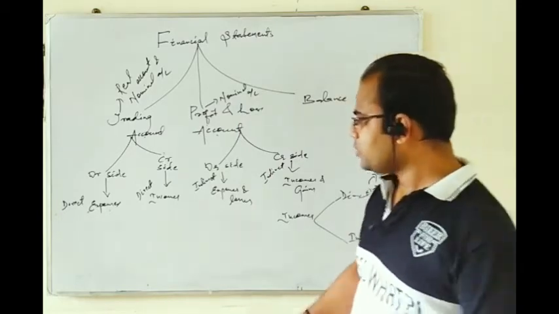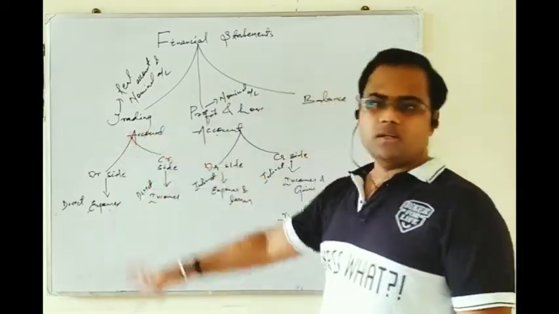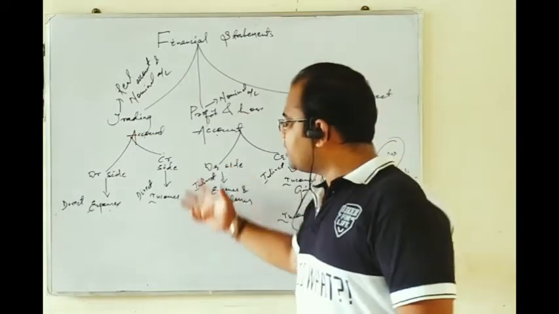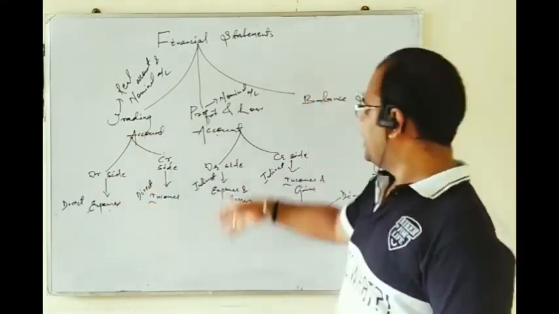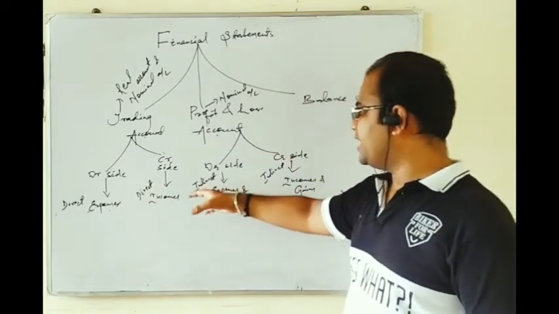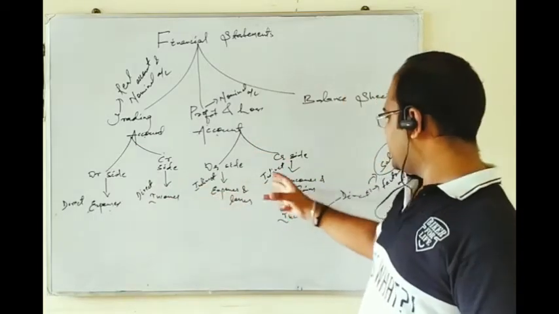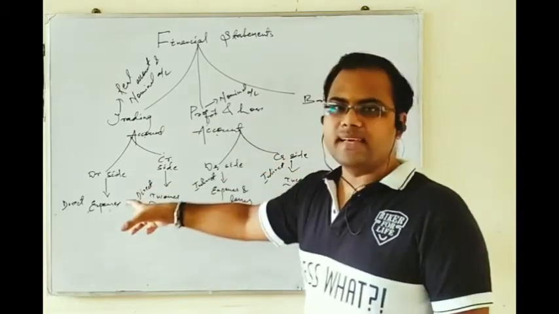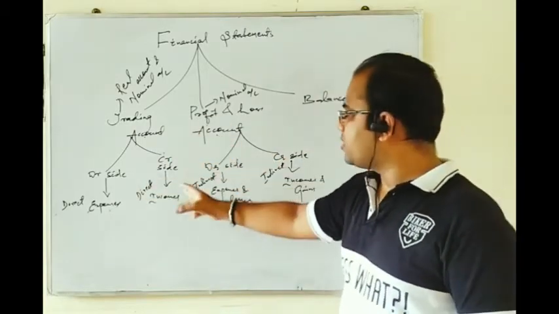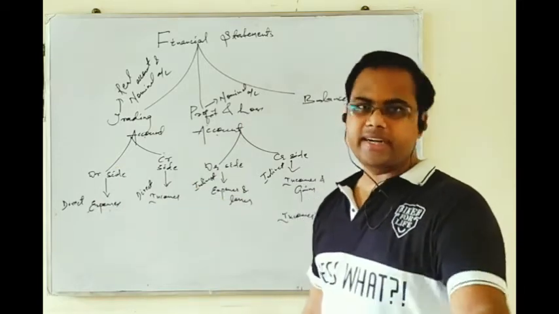So direct expenses and direct incomes are written in the trading account, on the debit side and credit side. In the profit and loss account, on the debit side the indirect expenses and losses are written, and on the credit side the indirect incomes are written. Indirect incomes are the incomes other than sales, and sales is the only direct income, which is written on the credit side of the trading account.